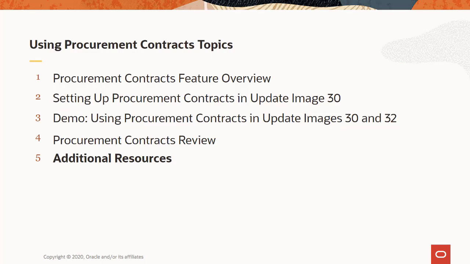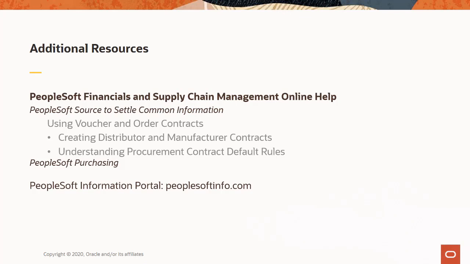For additional resources on distributor and manufacturer contracts, refer to PeopleSoft Online Help under Creating Distributor and Manufacturer Contracts. For general information about procurement contracts, refer to Using Voucher and Order Contracts in PeopleSoft Online Help. For more information on contract matching, refer to the Understanding Procurement Contract Default Rules section within the Using Voucher and Order Contracts section in PeopleSoft Online Help, and refer to the PeopleSoft Information Portal at PeopleSoftInfo.com.